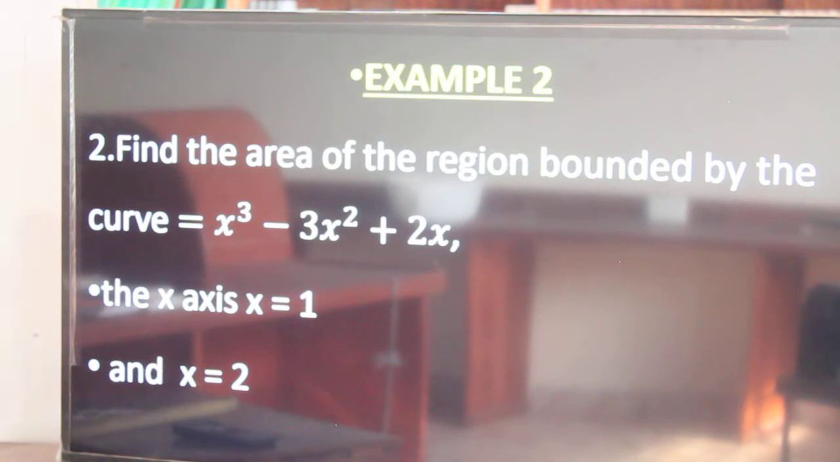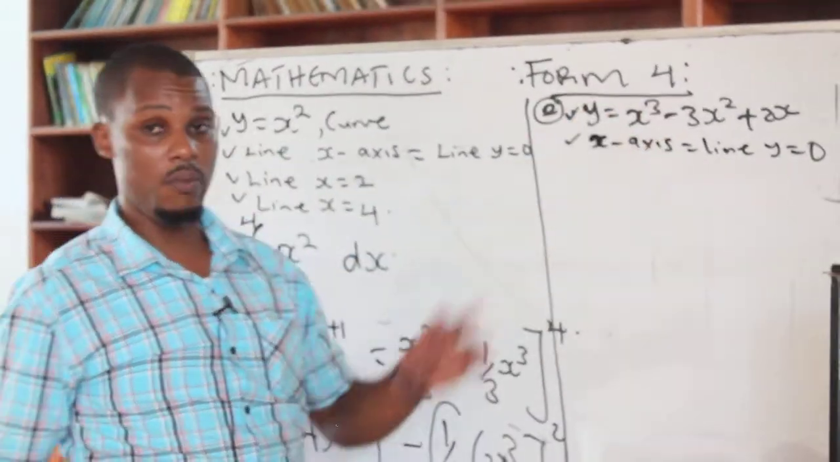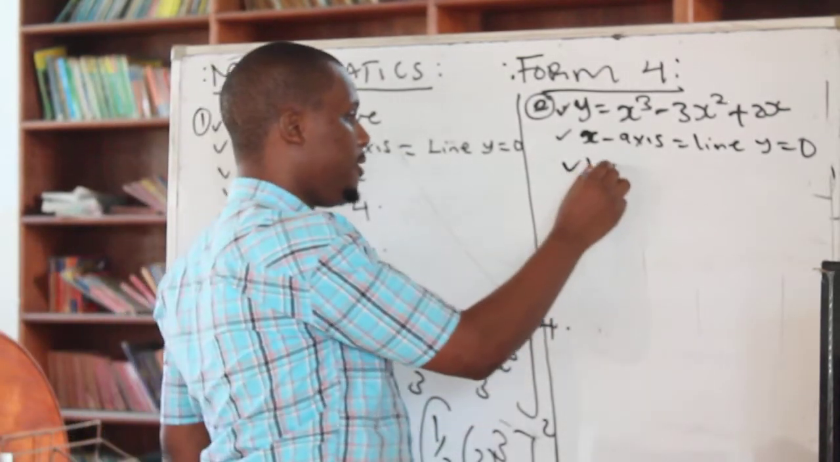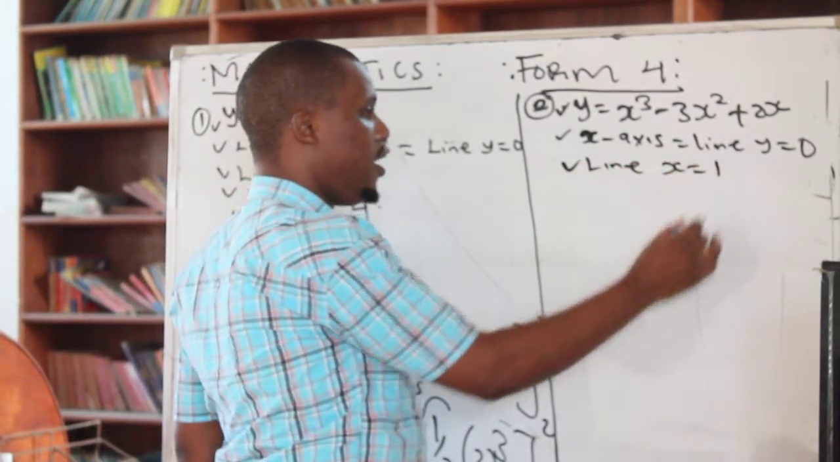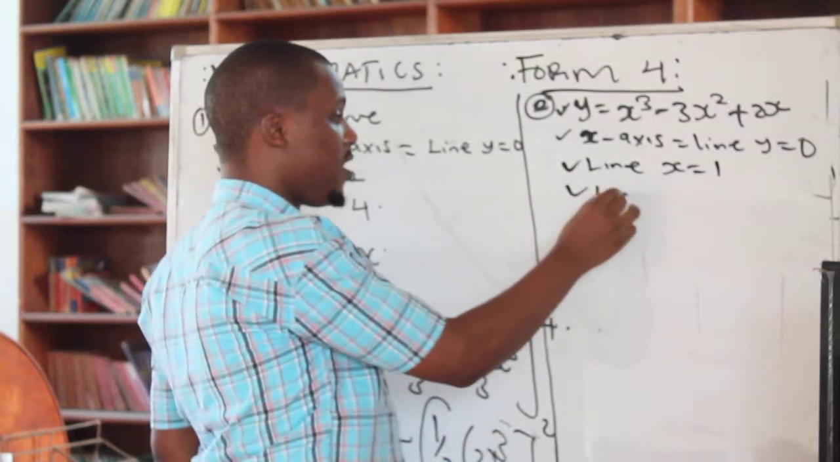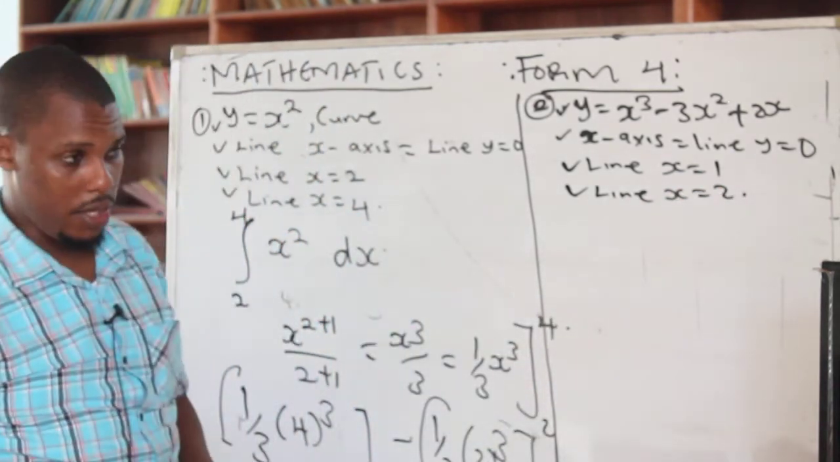Then apart from that one being bounded, we have another line that is still bounding our region. That is going to be the x-axis. This x-axis is the one we are calling the line y is equal to 0, because along that x-axis, the value of y is going to be equal to 0. Then from there we have the line x is equal to 1. Then finally, we have now the line x is equal to 2.